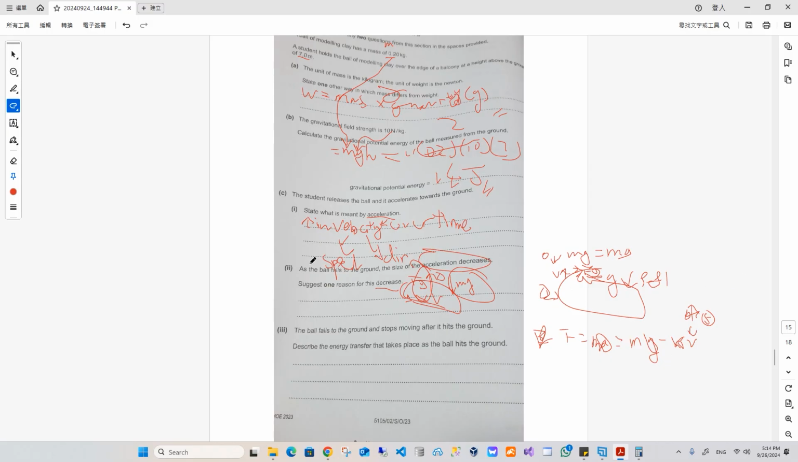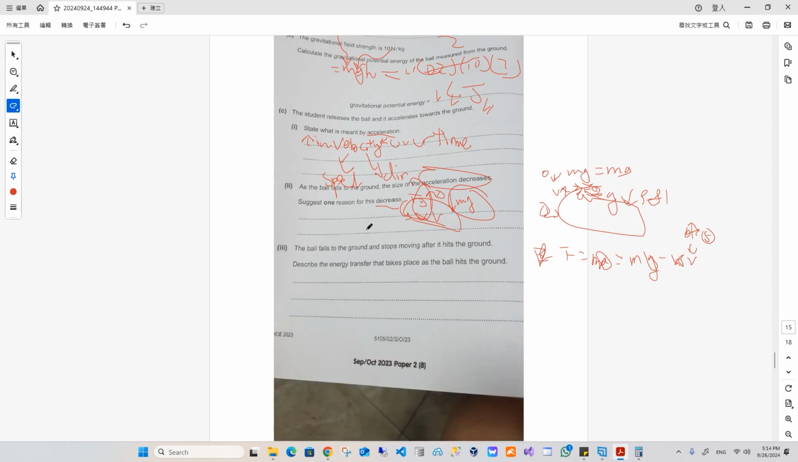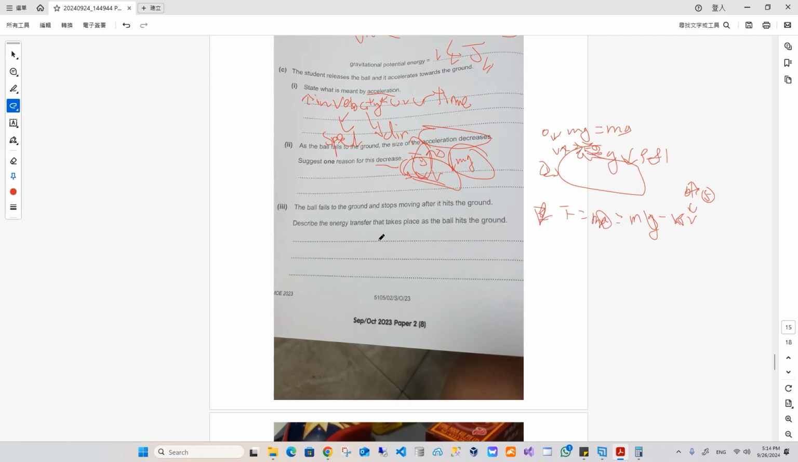The idea is that because drag force is proportional to speed, when your speed increases, your drag force increases, causing your acceleration to decrease. But you're still accelerating. You're just accelerating lesser and lesser until acceleration also goes to 0. You reach your terminal velocity, which is damn fast. So this is the whole free fall with air resistance concept. Just go to the free fall chapter with air resistance and read up. That's what they want to explain. The ball falls to the ground and stops moving after it hits the ground.